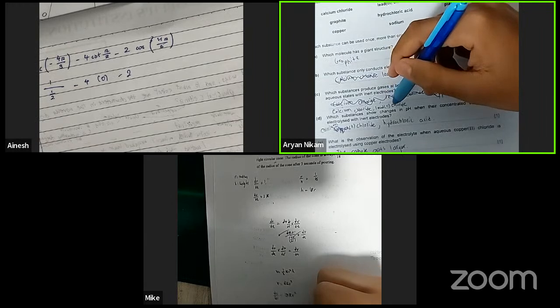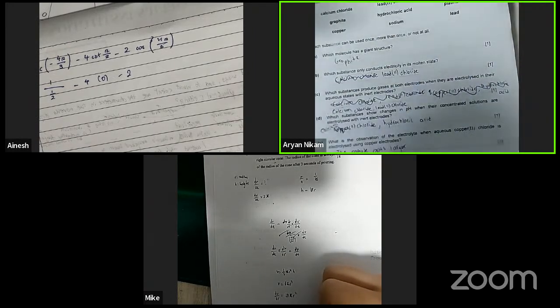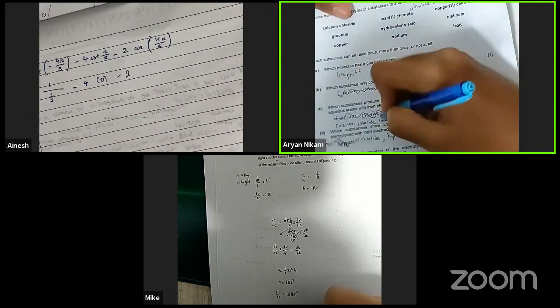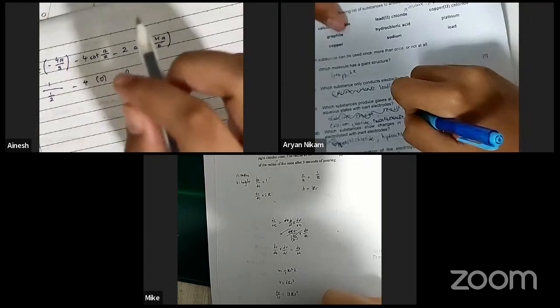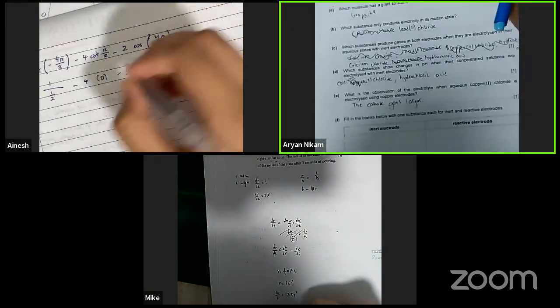Part C, the answer is calcium chloride and hydrochloric acid. Let me think carefully. But there's no lead chloride. Yeah, lead chloride is not aqueous. How can you use it? Because it's not soluble. So it doesn't conduct electricity, so you cannot electrolyze with that. Yeah. Now you know why B is asking you that, to warn you, right?